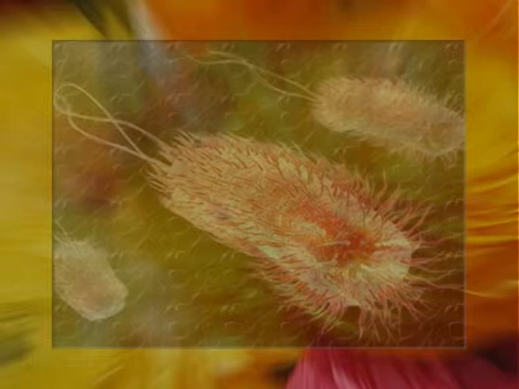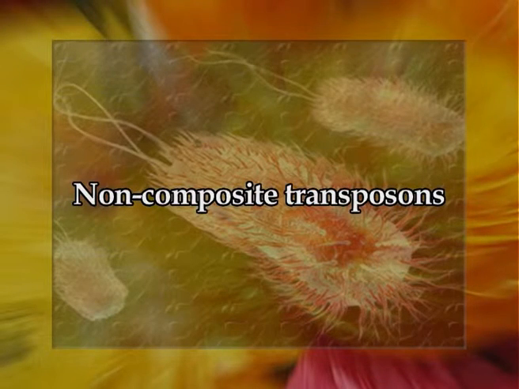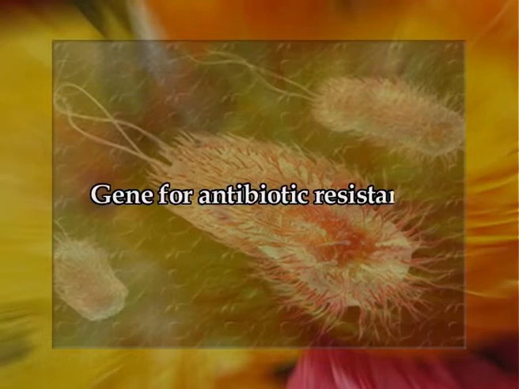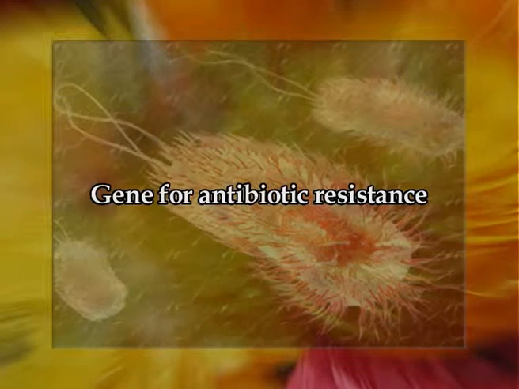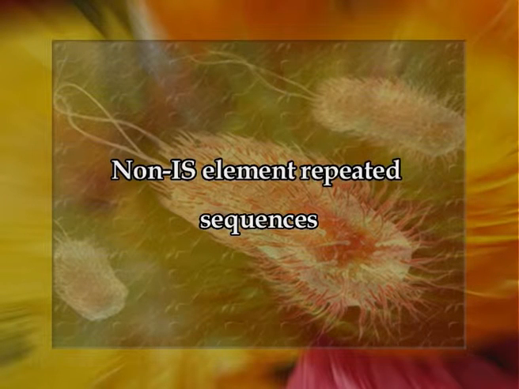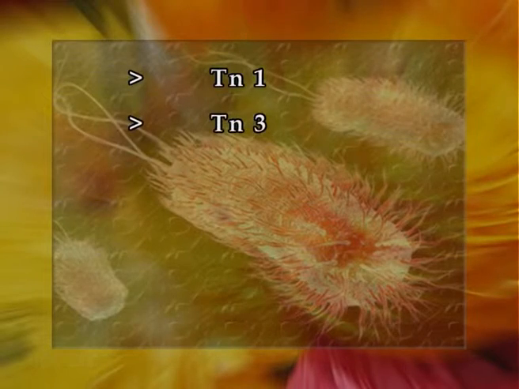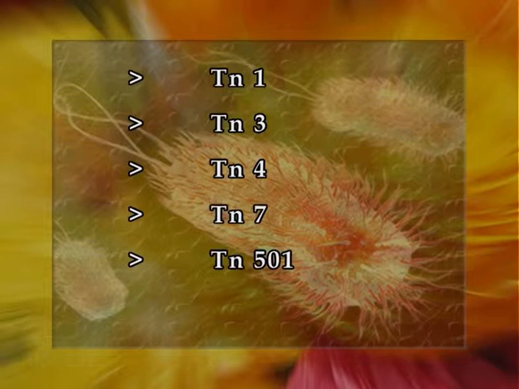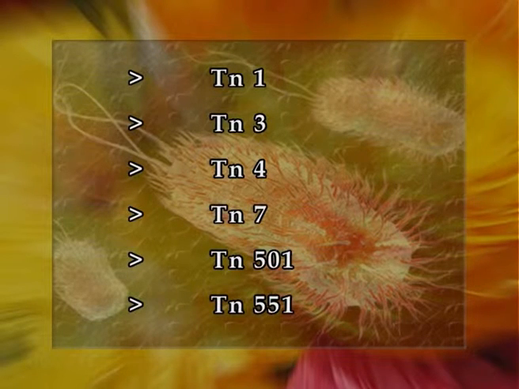The second class of transposons are known as non-composite transposons. They carry genes, for example, the gene for antibiotic resistance, but do not terminate with insertion sequence elements. Therefore, the ends are non-insertion sequence element repeat sequences. Examples are Tn1, 3, 4, 7, 501 and 551.